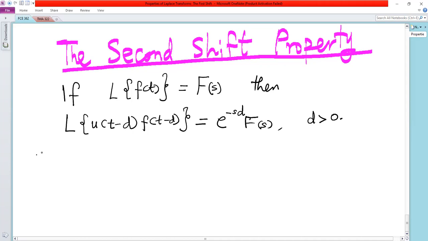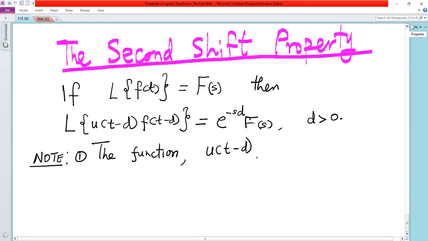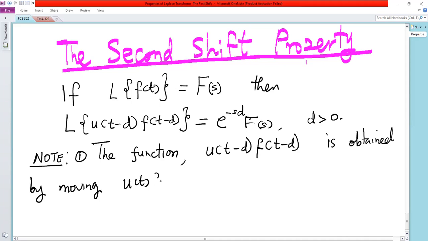So, some remarks or notes on this theorem. One, the function u of t minus d times f of t minus d is obtained by moving the function u of t times f of t to the right by an amount d.